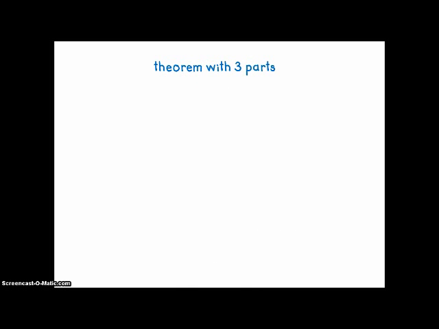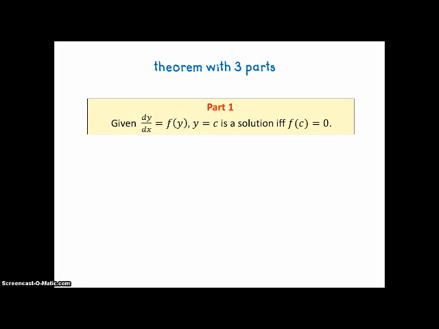Okay, now we're going to look at a theorem that has 3 parts. Okay, you ready? Part 1. Given dy/dx equals f of y, y equals c is a solution if and only if f of c equals 0. So here we have an autonomous differential equation, and it may have solutions that are just constant functions. And if it does, then that means that f of c has to equal 0.